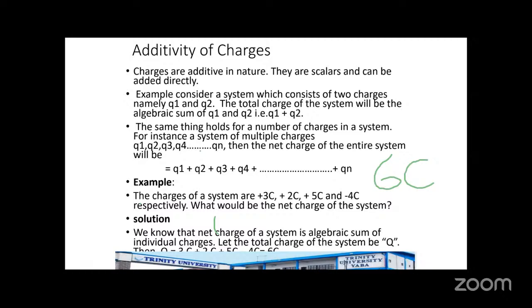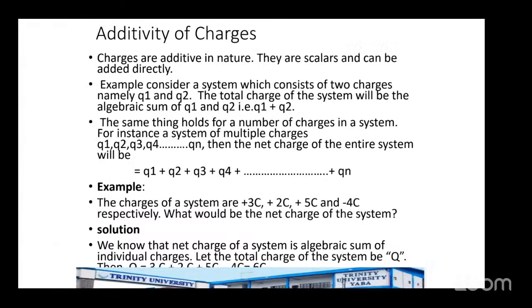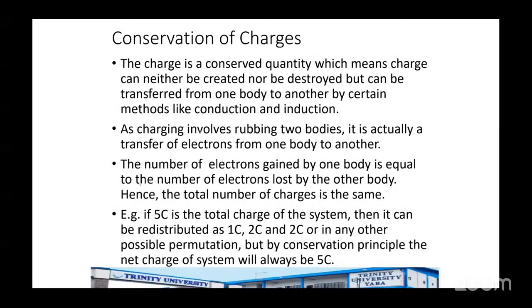We can add them directly. If a system contains charges, we can just find the net charge of that system by adding all the charges contained in that system. So let's look at the second property, which is conservation of charges.